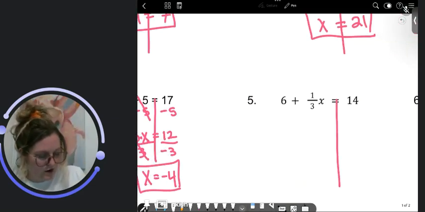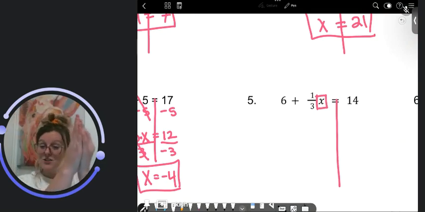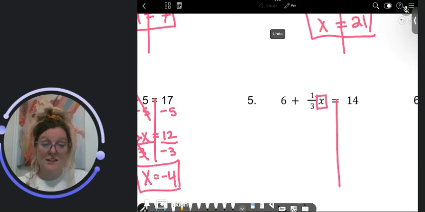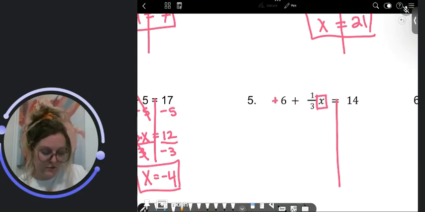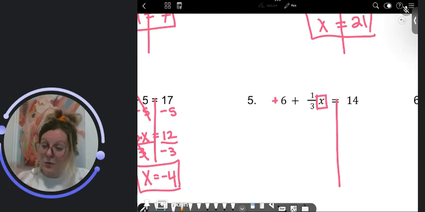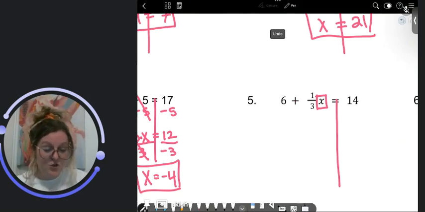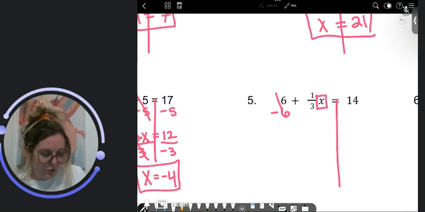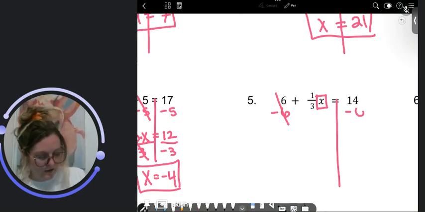Again, we're going to draw our line and put a box around our variable. Everything touching cannot be moved until I move this 6 here. So 6 right now is positive. There's not a positive there, but we know it to be positive. So to undo a positive, we are going to subtract 6. And remember, we did it on the left side of the equal sign, so we need to do it now on the right side. On the left, they cancel.